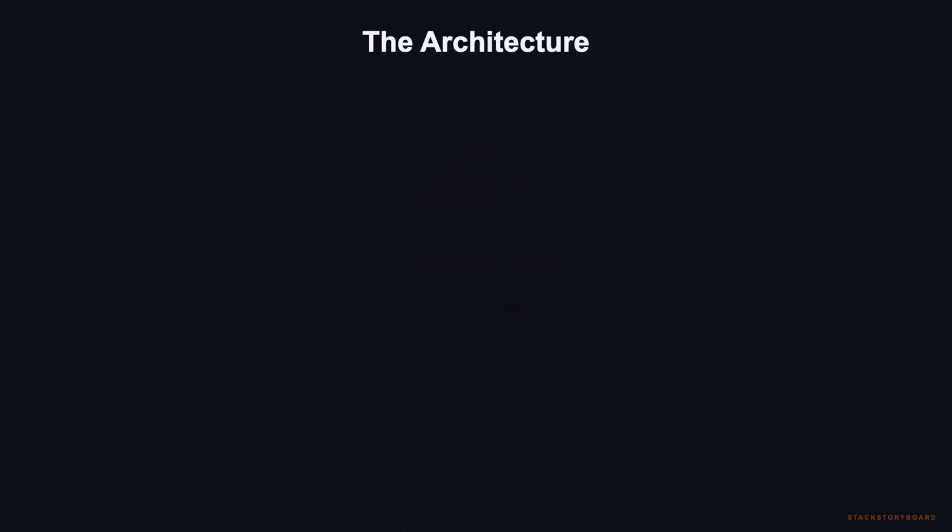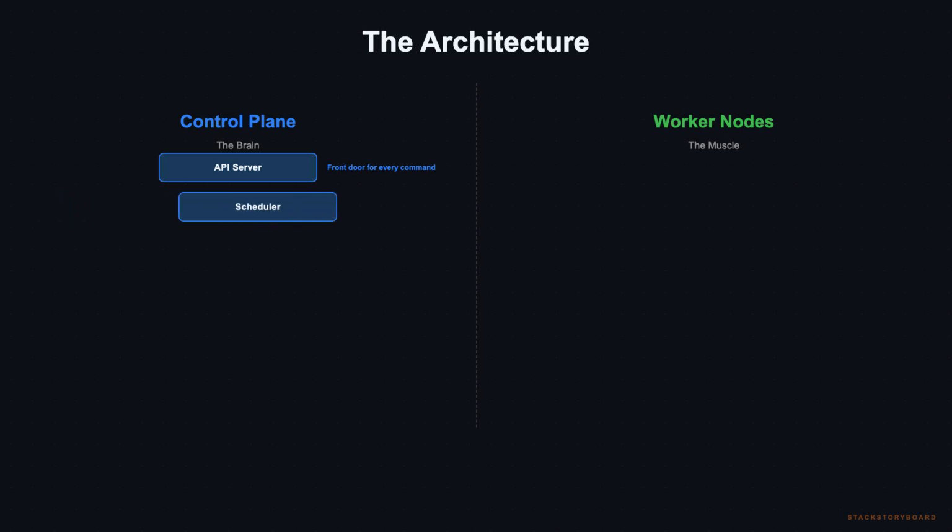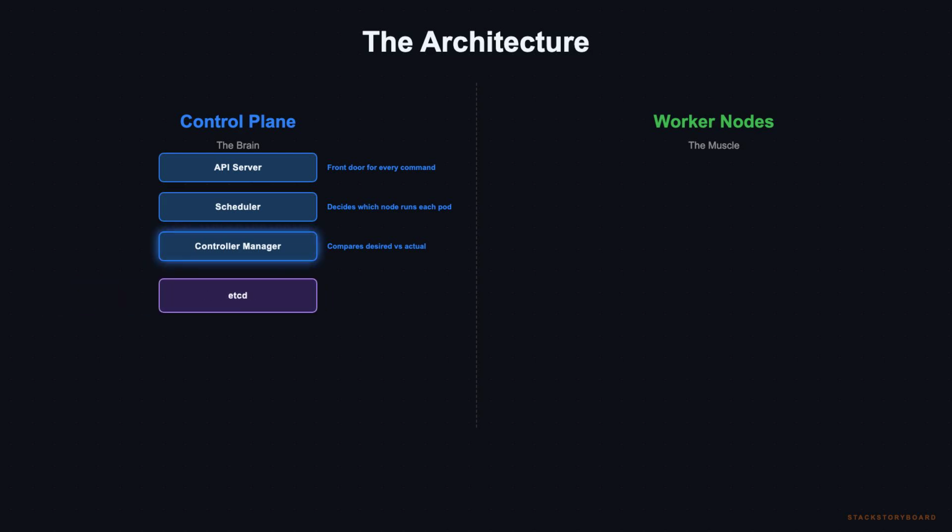So how is Kubernetes actually structured? 2 halves: the control plane, the brain, and worker nodes, the muscle. The control plane runs 4 components: the API server, the front door for every command; the scheduler, which decides which node runs each pod; the controller manager, which compares what you asked for to what's actually running and fixes any drift; and etcd, a key value store holding the entire cluster's state. If etcd goes down, the cluster loses its memory.